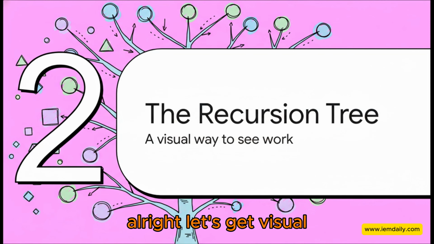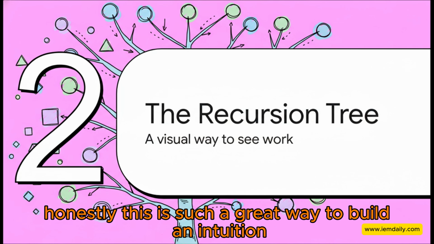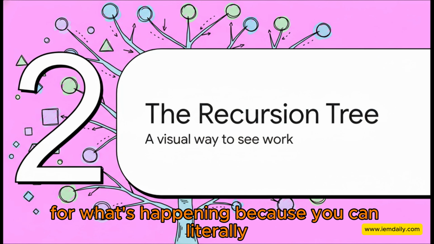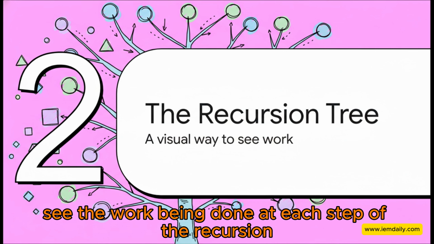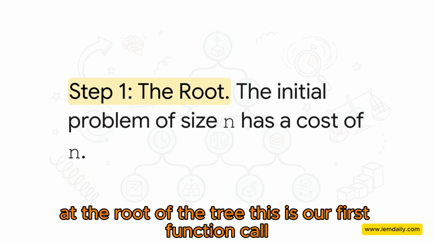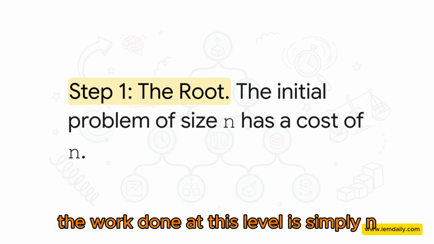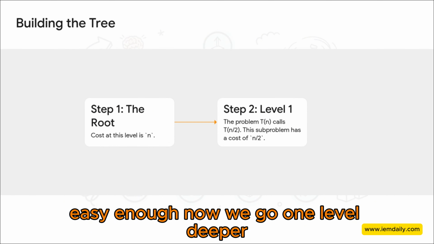All right, let's get visual. Our first method for solving this is the recursion tree. Honestly, this is such a great way to build an intuition for what's happening, because you can literally see the work being done at each step of the recursion. So we always start at the top, at the root of the tree. This is our first function call, with the full problem of size n. And according to our formula, the work done at this level is simply n. Easy enough. Now we go one level deeper.